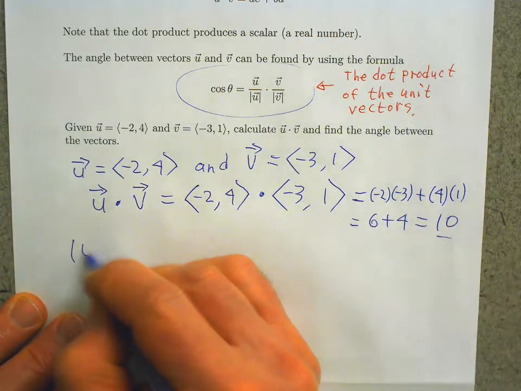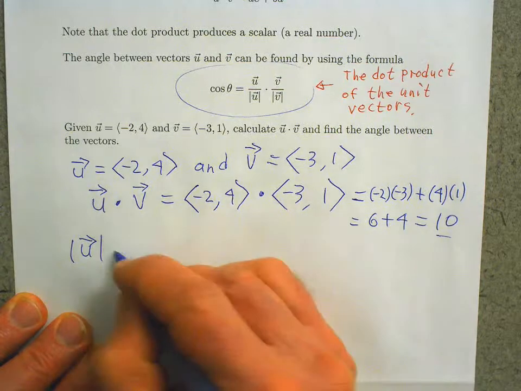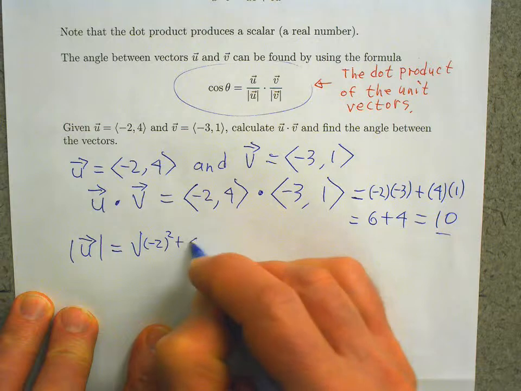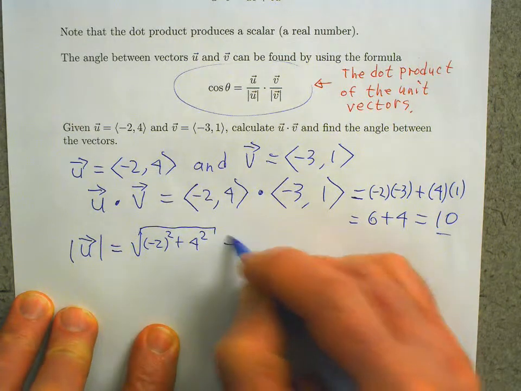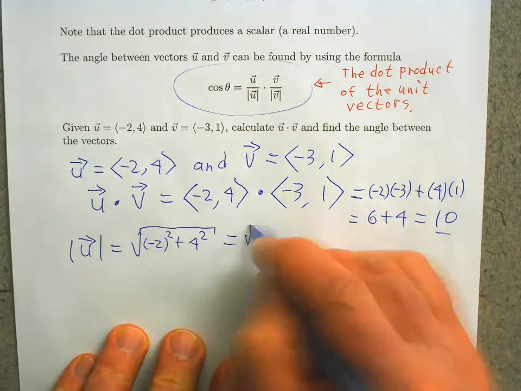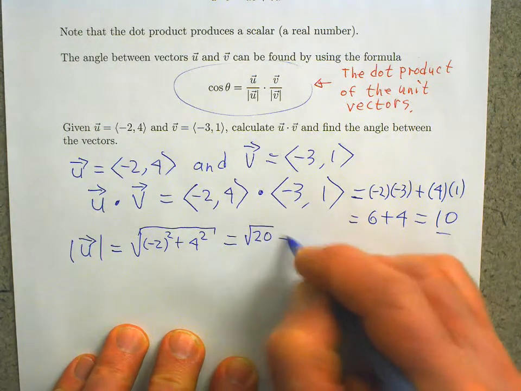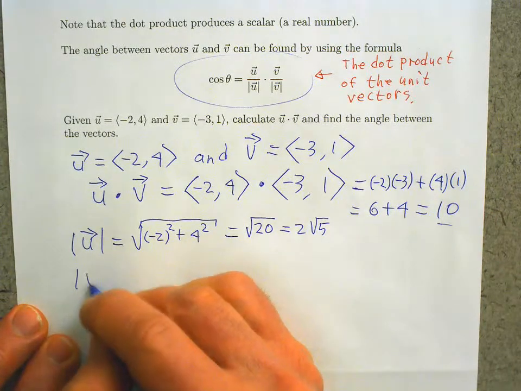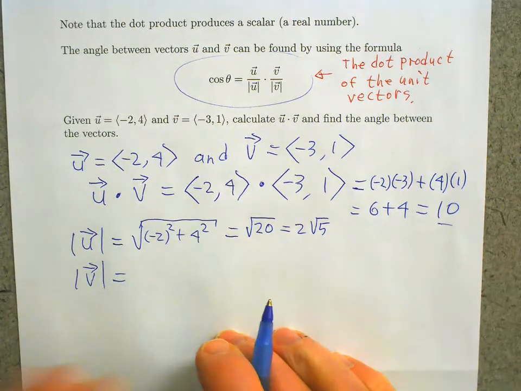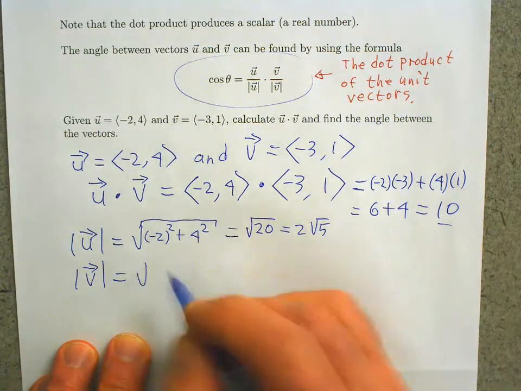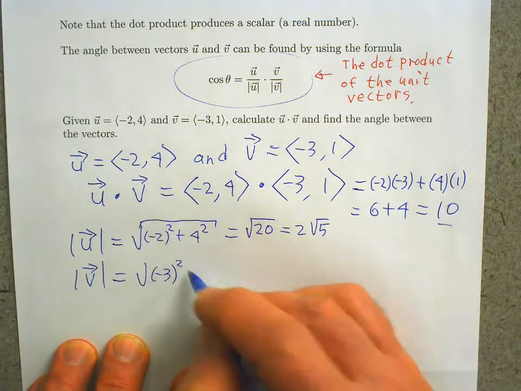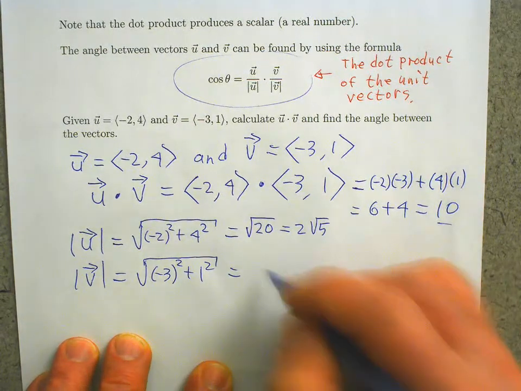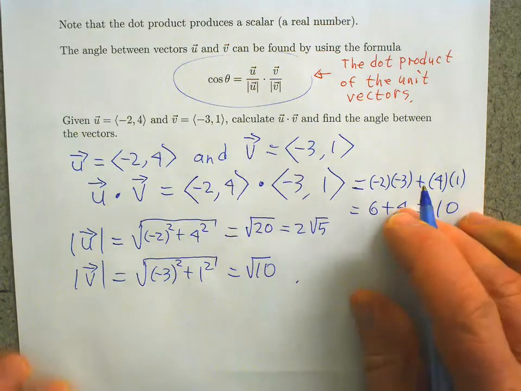The length of vector u is the square root of -2 squared plus 4 squared. 4 plus 16, this is the square root of 20, or 2 times the square root of 5. And the length of vector v is the square root of the number -3 squared plus 1 squared, which is the square root of 10.